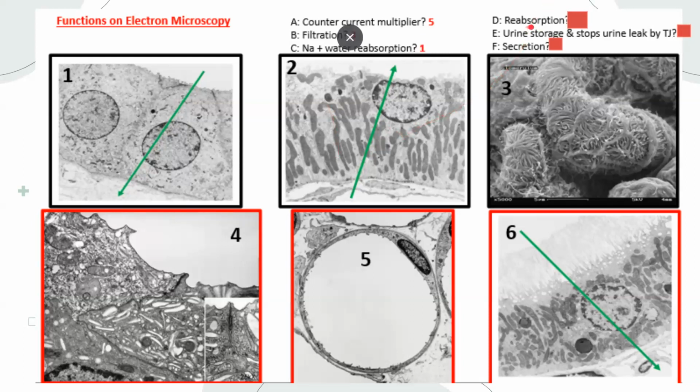And then which one of these is responsible for reabsorption? Number 6, reabsorption. Yep, so that's the proximal convoluted tubule. Urine storage, and stops urine leakage because of the tight junctions. Number 4, yep, the bladder. And then lastly, we have secretion. Only one of these is left. Number 4, absolutely. Number 4, wait. No, sorry, number 2.